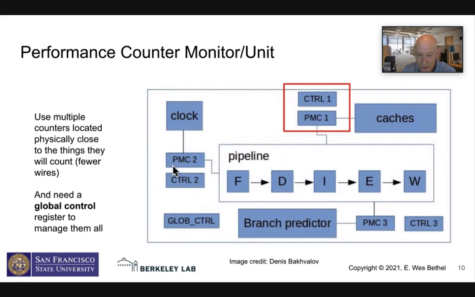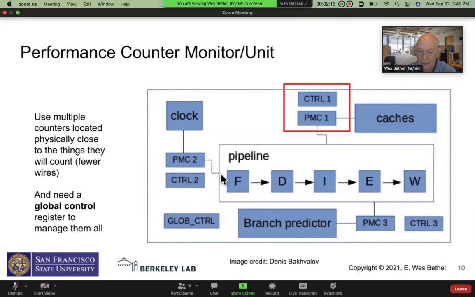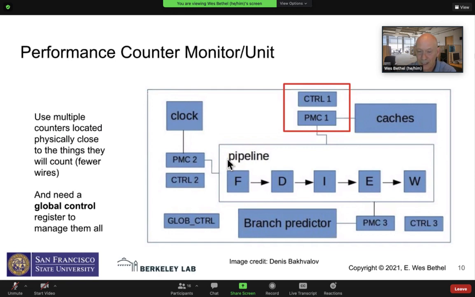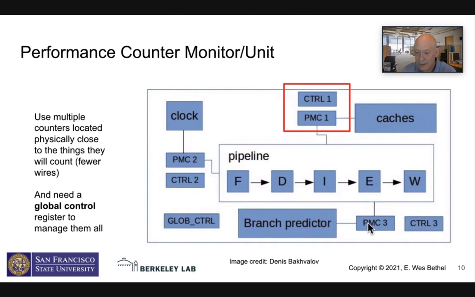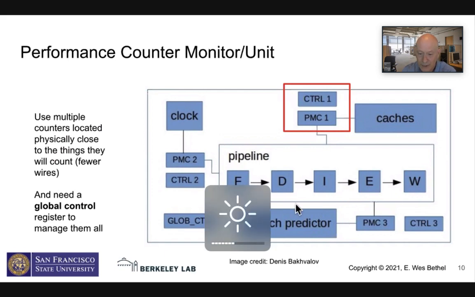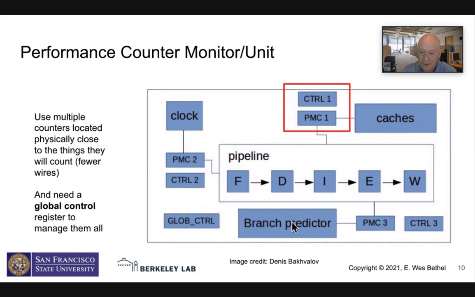There's another one over here, PMC2, that can count clocks, and it can also count what's happening in the pipeline. And then there's PMC3, which can count what's happening in the pipeline, or it can count what's happening with branch prediction. And then there's a global control register, the one ring to rule them all.